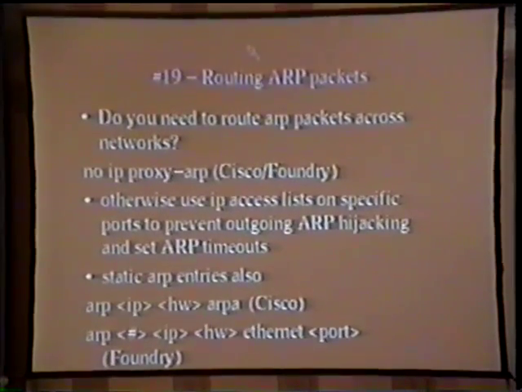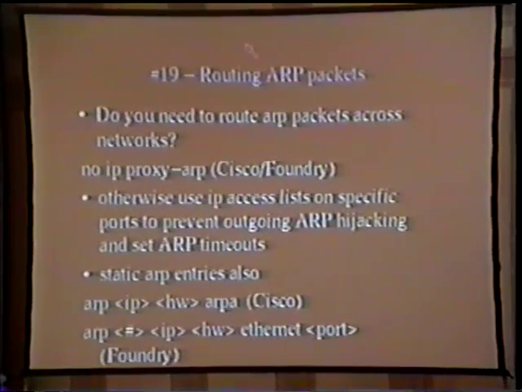I don't know if some of you may think that you need to route ARP packets. I'm not going to make that judgment call, but if you can't think of a specific reason why you need to do that, this is how you would disable it, disabling Proxy ARP. That command works on both Cisco and Foundry.